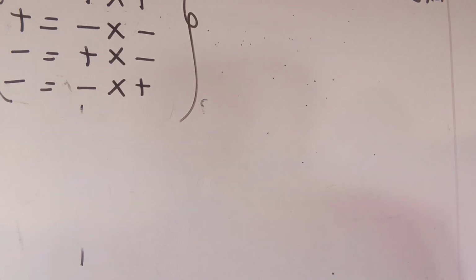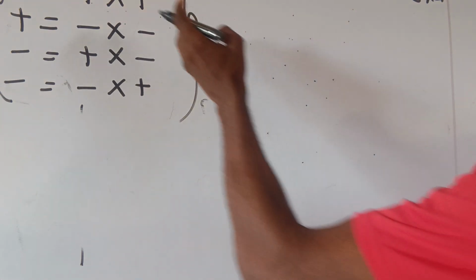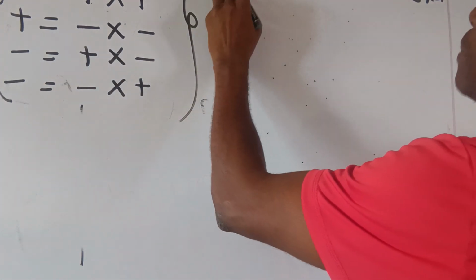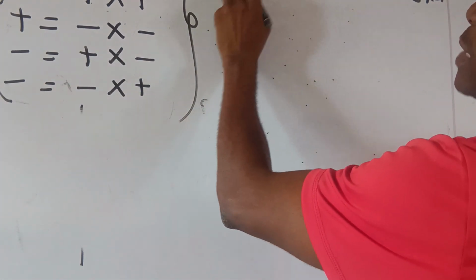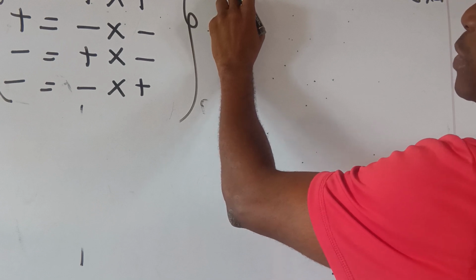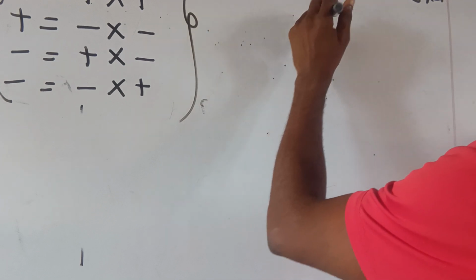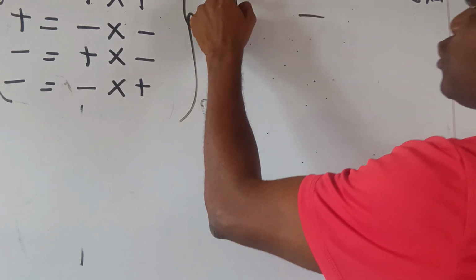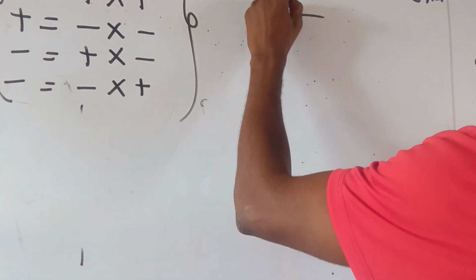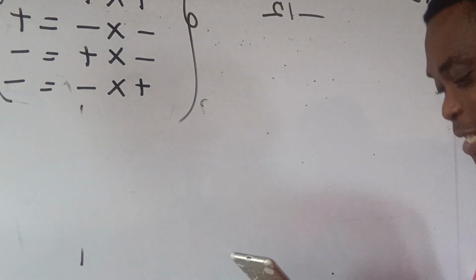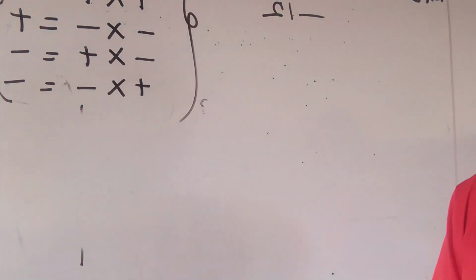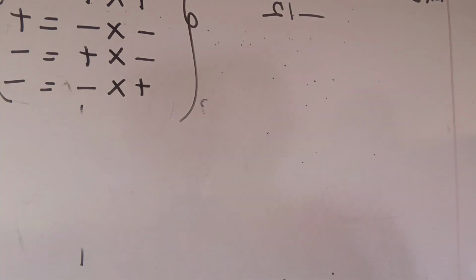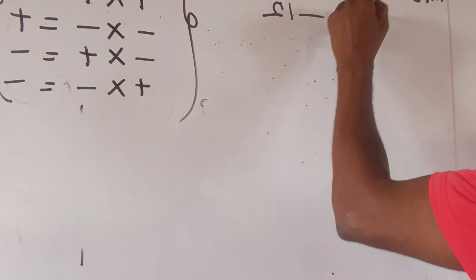Now, from this breakdown, this is our guide. Plus times minus. We have it on the board. So plus times minus will actually give me minus. So what is 6 times 2? That is 12. So plus 6 times minus 2 will give us minus 12. That's our answer. Hope that is taken.